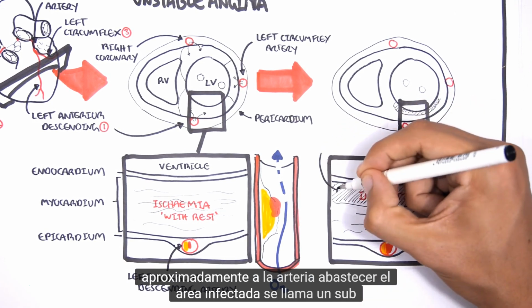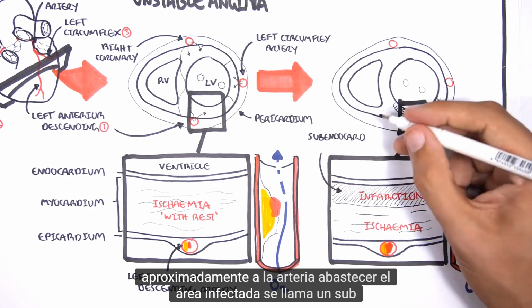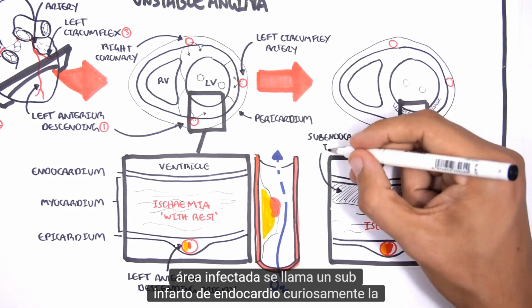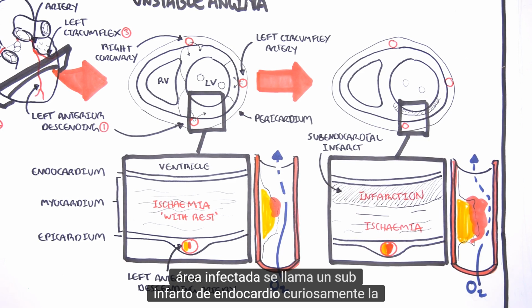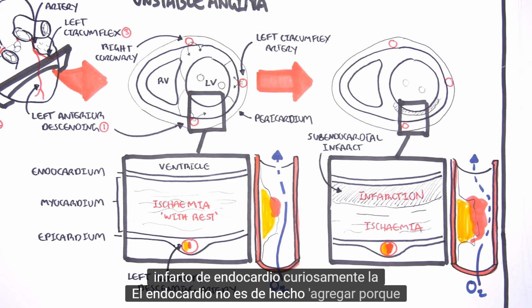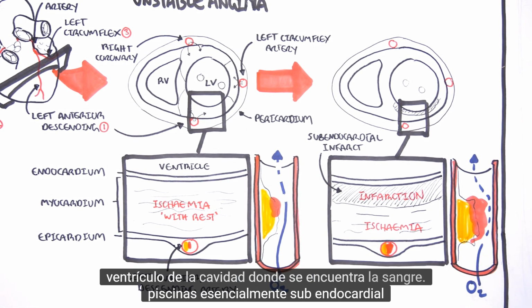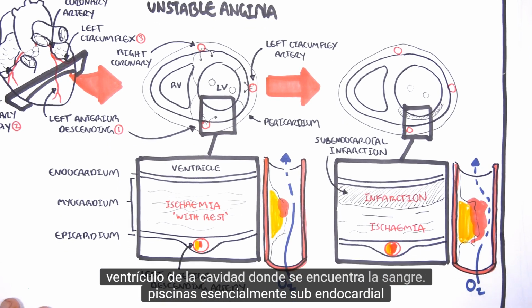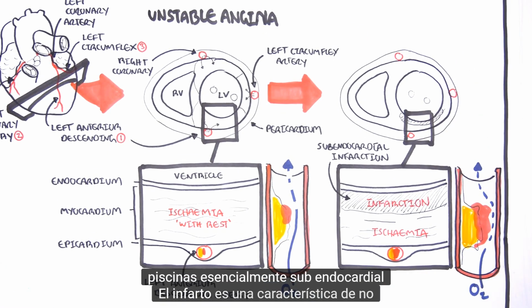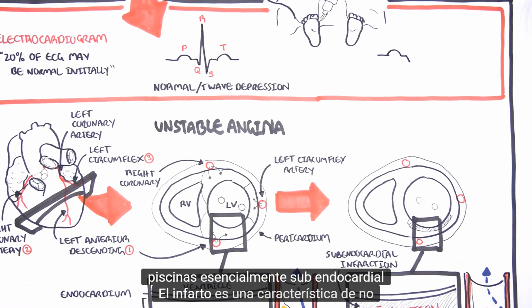The infarcted area is called a subendocardial infarction. Interestingly, the endocardium is not infarcted because it is receiving blood straight from the ventricle, the cavity where the blood pools essentially. Subendocardial infarction is a characteristic of non-STEMIs.